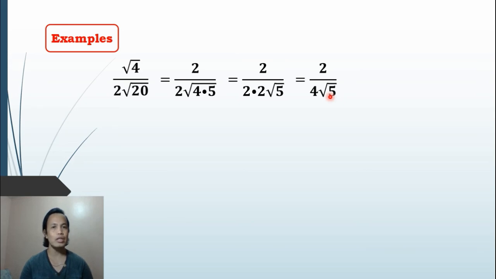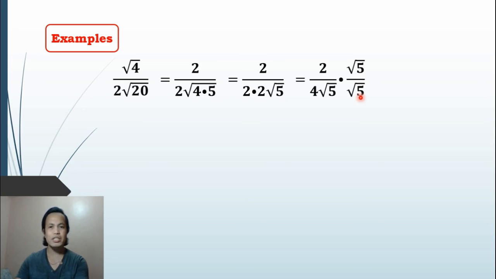So how do we rationalize? In our example, we have a radical in the denominator, which is the square root of 5. To eliminate this radical in the denominator, we will have to see to it that this will become a perfect square. So we think of a number that we multiply to 5 that will become a perfect square. And of course, that number is 5 because 5 times 5 is 25 and 25 is a perfect square. So therefore, we will multiply both the numerator and denominator by the square root of 5 over the square root of 5.